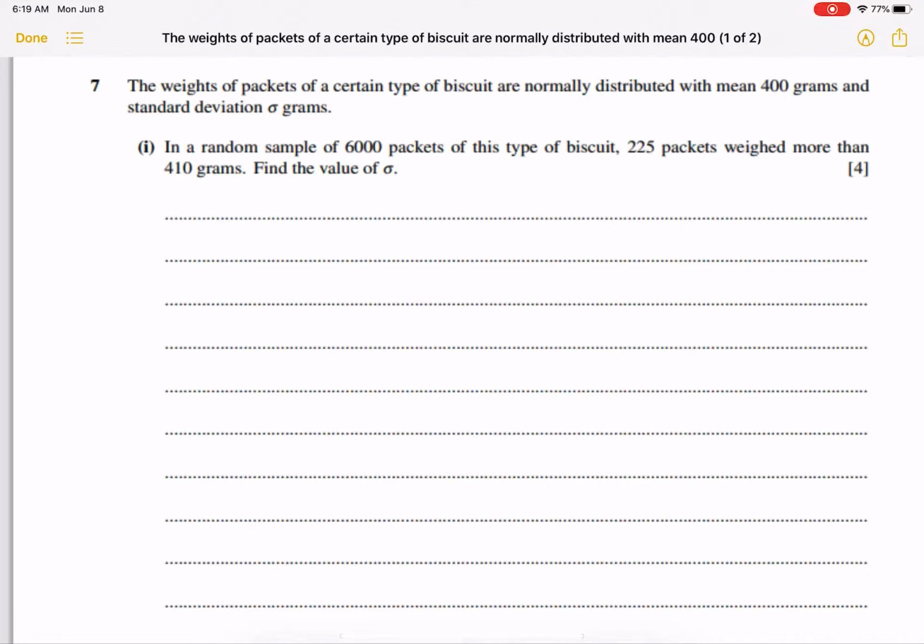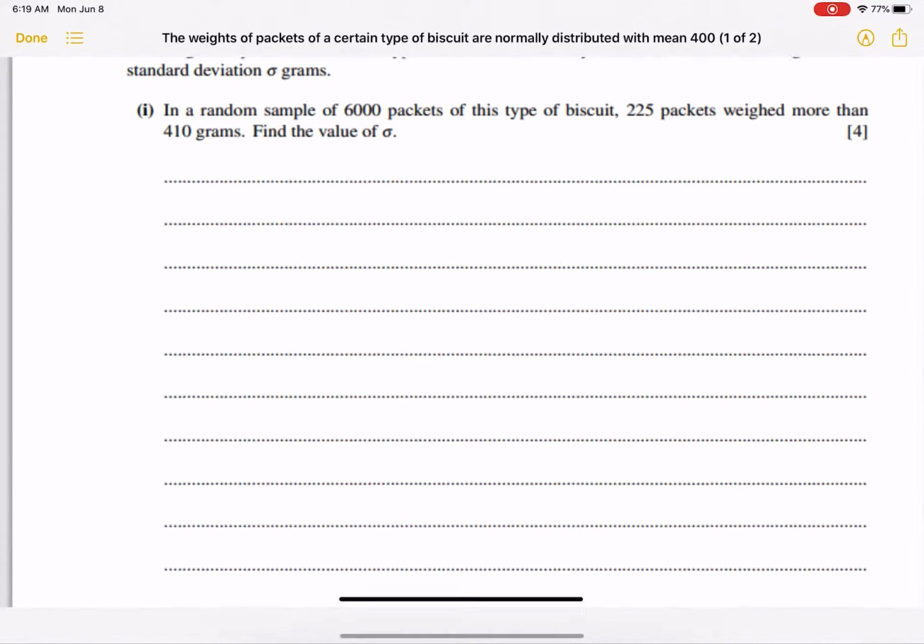So in part I, it says in a random sample of 6,000 packets of this type of biscuit, 225 packets weighed more than 410. So that's the relative frequency. So we could say, if the weight of a randomly selected packet is x, then the probability of x being greater than 410 grams is equal to 225 over 6,000. So let us work this out.